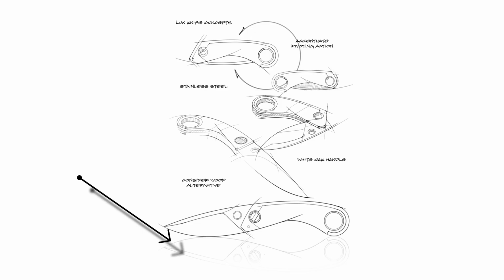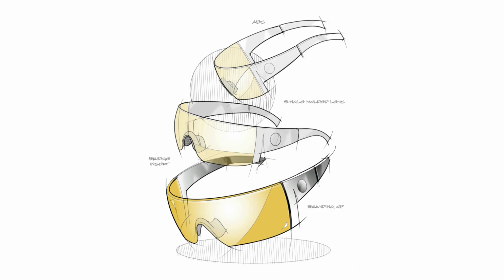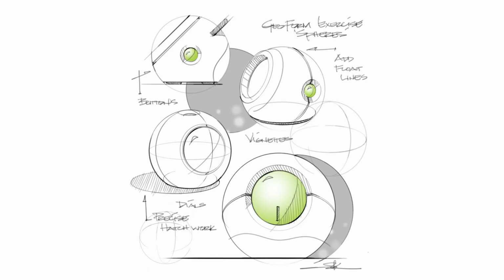I also want to point out the reflection of the bottom main orthographic view of the knife, because that is another very subtle way of drawing attention to that particular sketch. So here are some additional examples of faux shadows combined with vignettes, different styles, different techniques. Some just line drawings, some just hatchwork.